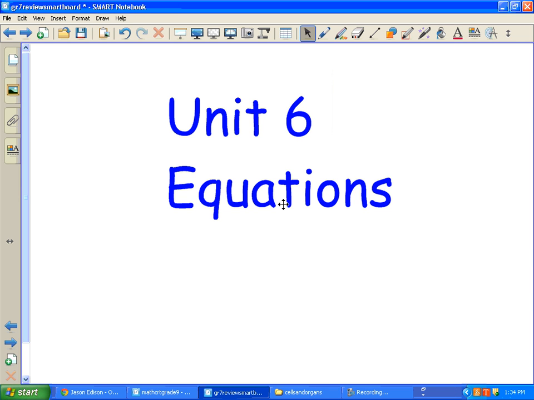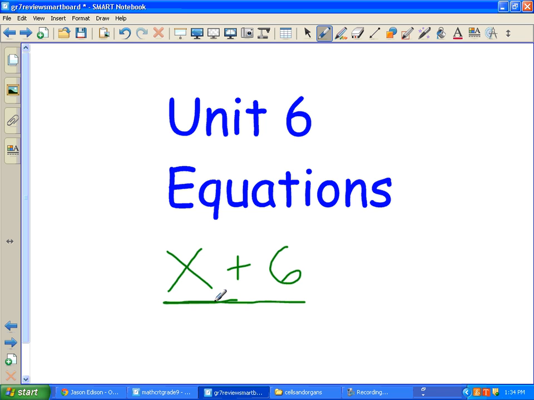Unit 6, Equations. Before we get into equations, you have to remember the unit you did earlier, where you were doing expressions. An expression is when you use some sort of a number and a letter, like x plus 6. In other words, whatever number I have, I'm going to add 6 onto it. That will be an expression.